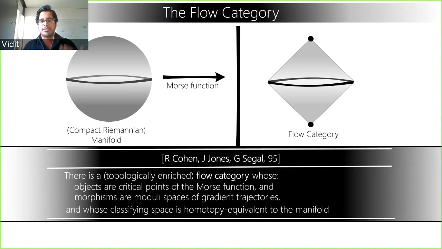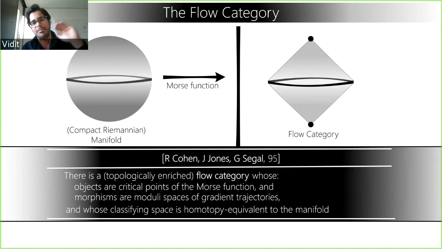So I would like to take this construction of the flow category, using it not in a very literal way, but just as inspiration, and do this for the cell complexes in our discrete Morse theory. And this will give us something that has the same homotopy type.